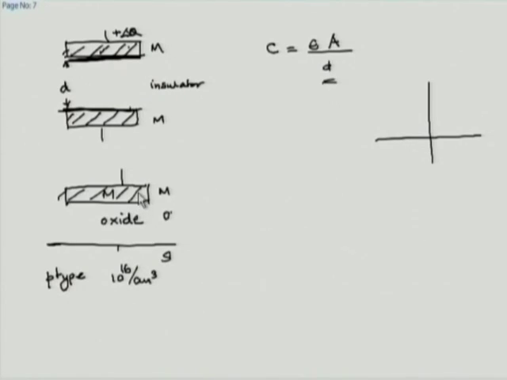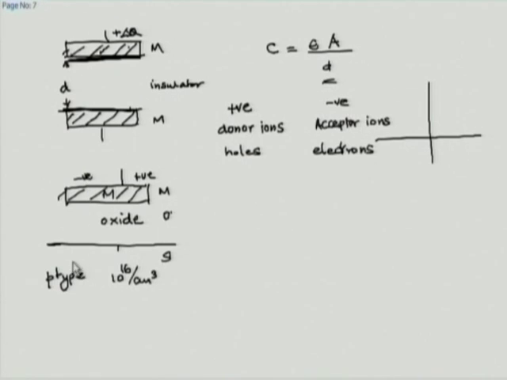Now, given that, if you put positive charge on this, negative charge is required here. And I will reproduce our earlier discussion and classify it according to charges. What is positively charged? Donor ions are positively charged, and holes are positively charged. What is negatively charged? Well, acceptor ions are negatively charged, and electrons are negatively charged. If I have put some positive charge here, then I need negative charge here, and if I put some negative charge here, then I need some positive charge in the semiconductor. Let us consider both these cases separately.